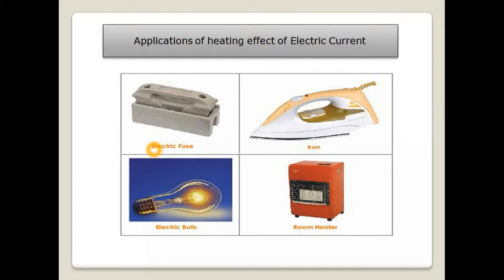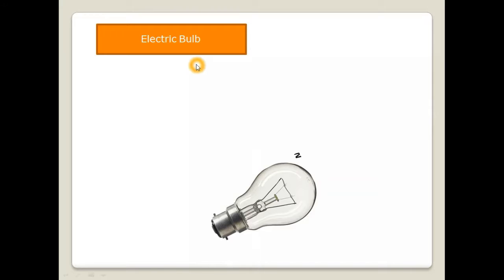Why? Because they have very high resistance. But negligible heat is produced in the connecting wires, that is, the copper wire which connects them. There, a negligible amount of heat is produced, because actually heat is produced in the heating element, that means in the nichrome coil which is present inside. Okay. So let us see the application of this heating effect of current in the case of a bulb.